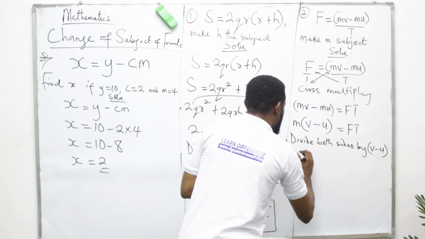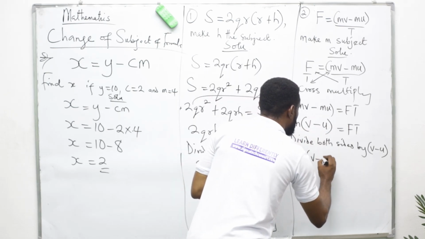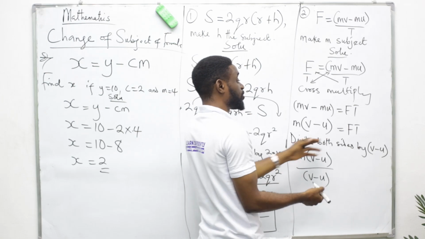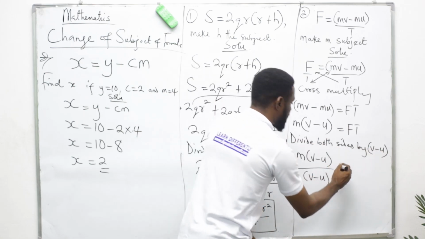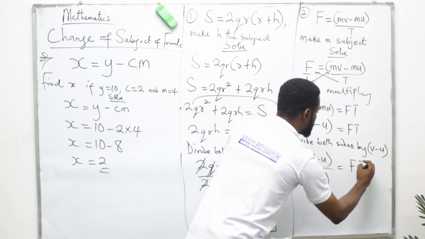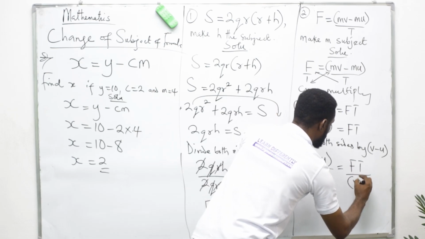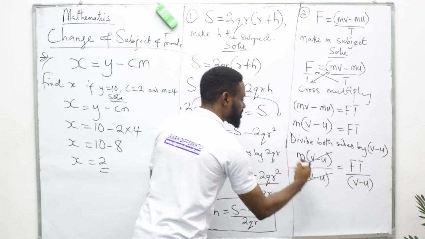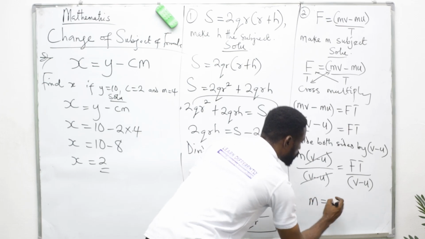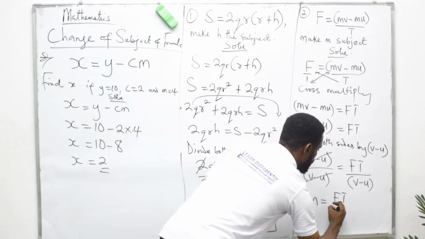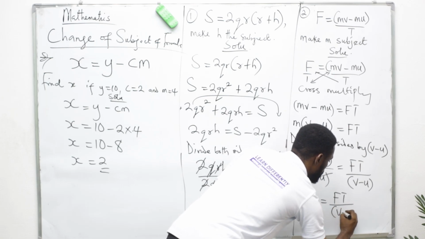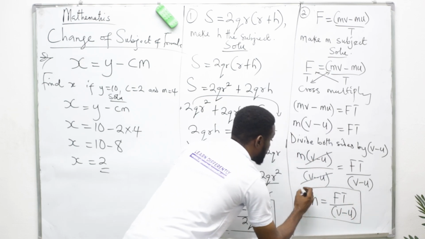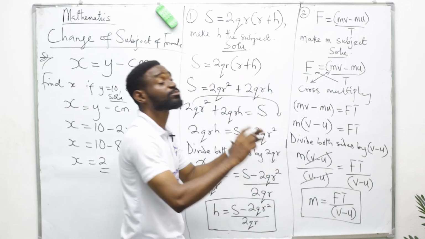So that means m into v minus u all over open bracket v minus u, because we said we should divide both sides by v minus u. Look at it here. All right? This will now be equal to ft all over v minus u. You get that? So this will remove this to be 1. 1 times m is m. So m is equal to ft all over v minus u. This is our subject.